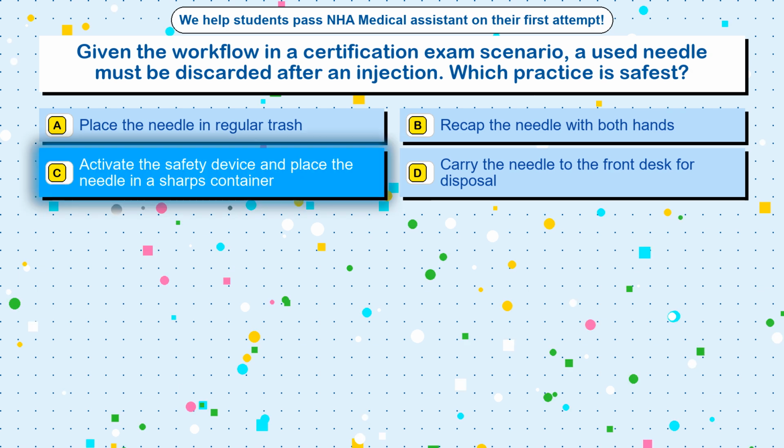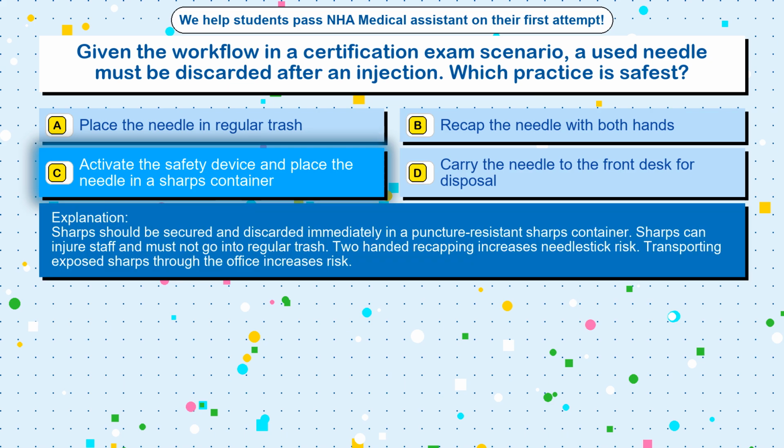The correct answer is option C, activate the safety device and place the needle in a sharps container. Sharps should be secured and discarded immediately in a puncture-resistant sharps container. Sharps can injure staff and must not go into regular trash. Two-handed recapping increases needle stick risk. Transporting exposed sharps through the office increases risk.